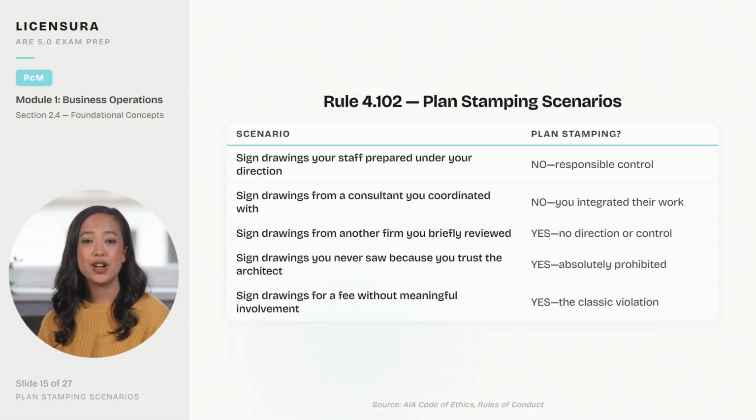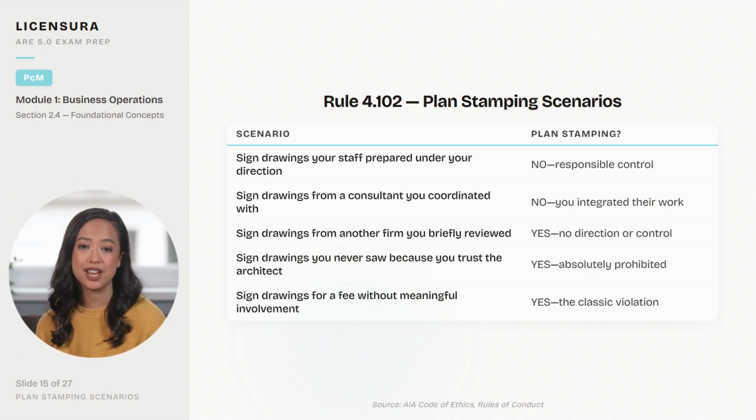Plan stamping is when you put your professional seal on drawings you didn't actually supervise or control. And the line between what's okay and what's a violation is really important to understand. If your staff prepared drawings under your direction and you reviewed them, that's responsible control. That's fine. If a consultant did work that you specified, coordinated, and verified, also fine. But if another firm produced drawings and you just briefly looked them over, that's plan stamping.